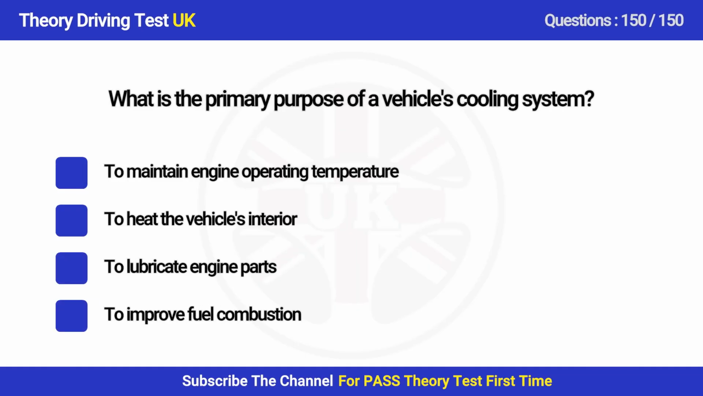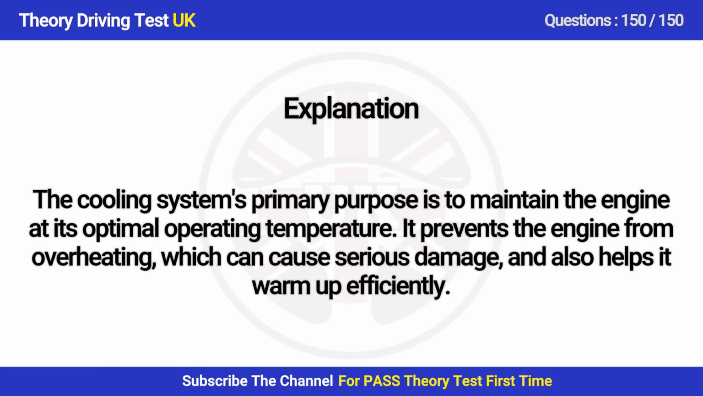Question 150. What is the primary purpose of a vehicle's cooling system? A. To maintain engine operating temperature. B. To heat the vehicle's interior. C. To lubricate engine parts. D. To improve fuel combustion. Answer is A. To maintain engine operating temperature. The cooling system's primary purpose is to maintain the engine at its optimal operating temperature. It prevents the engine from overheating, which can cause serious damage, and also helps it warm up efficiently.